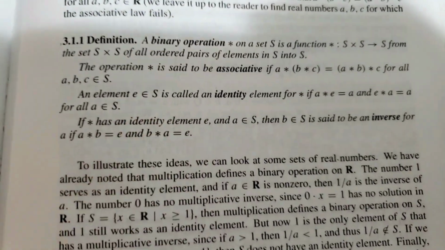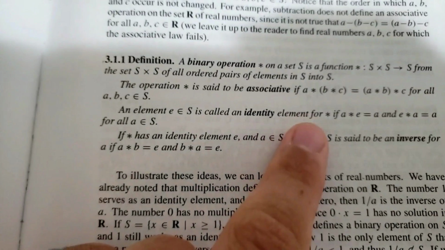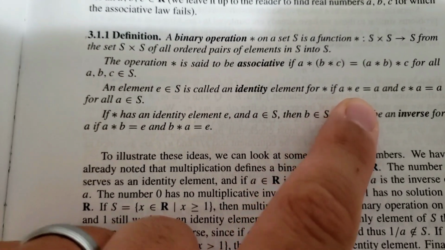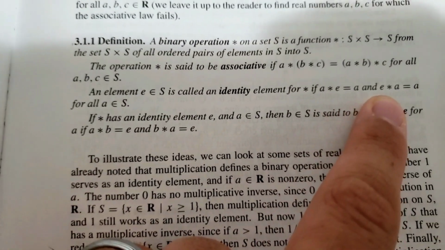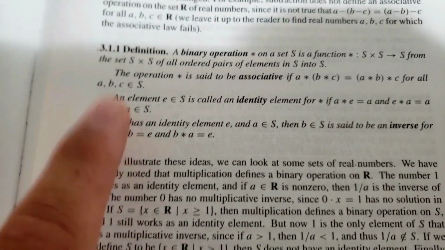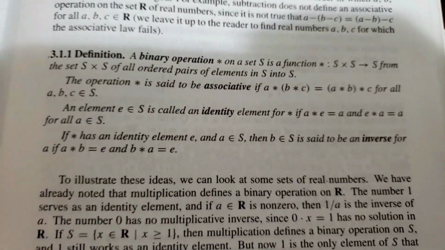So here's the definition of an identity. For an element in S, let's call it the identity element, it must satisfy the equation A times the identity equals A, or the identity times A equals A. So it's commutative for any A in S. So you could just think of that as any number in the set of all numbers, right?